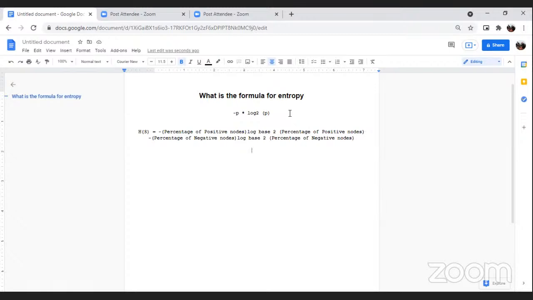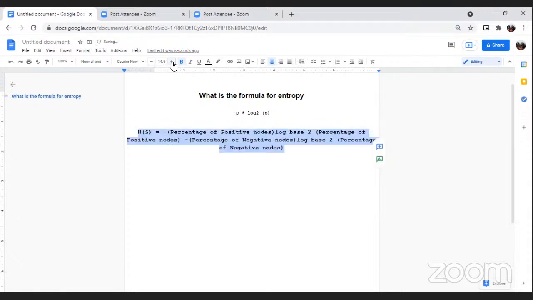So the formula is minus p into log base 2 p. So p is basically the percentage of the positive and the percentage of negative nodes. All right, let's break down the formula. All right, hope this is visible.